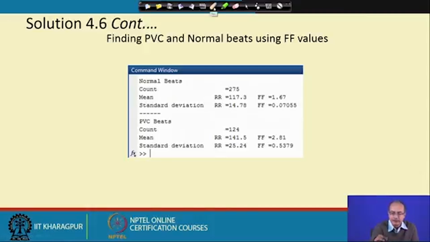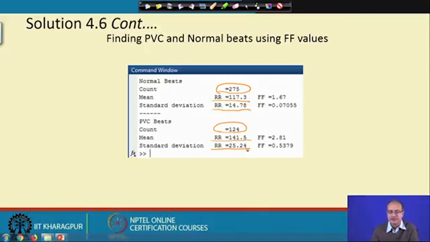Here we get the result printed on the screen. The number of normal beats is 275 compared to the number of PVC beats, 124. So, we have more normal beats, almost more than double. Then we look at the mean value of the RR. For the normal beats, it is 117.3, whereas the mean RR value for PVC is 141.5. So, the RR interval is much bigger for PVC. The standard deviation for the normal cycles is 14.78, and for the RR of the PVC cycles it is 25.24. So, the standard deviation is also increased.